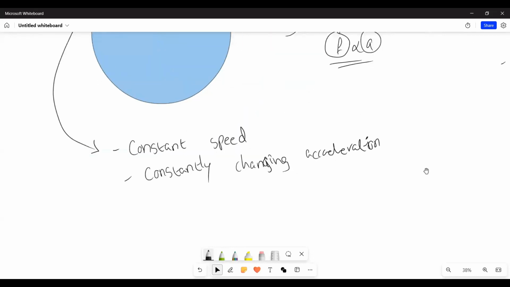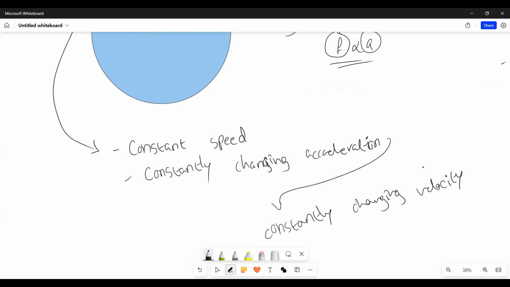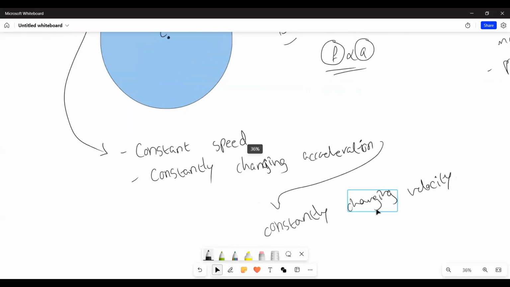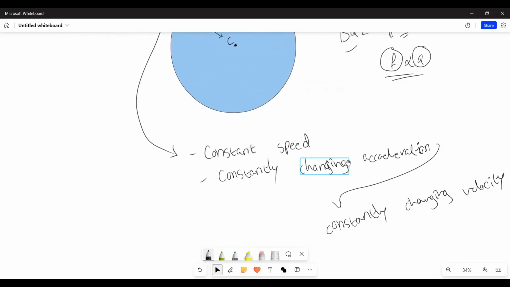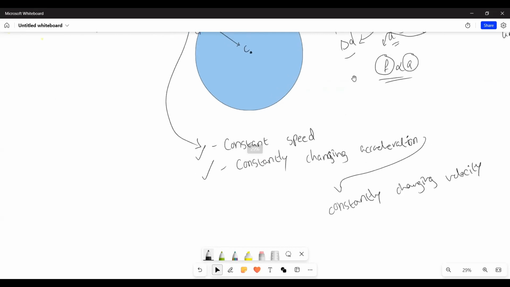If the question asks you to describe or explain why we have constantly changing acceleration, then you'll say it's because we have a constantly changing velocity. Like when they say motion, they don't want you to talk about velocity. I mean, it depends on the question. But you're going to write that there is constant speed and constantly changing acceleration, and if it asks you why, it's because there's constantly changing velocity.